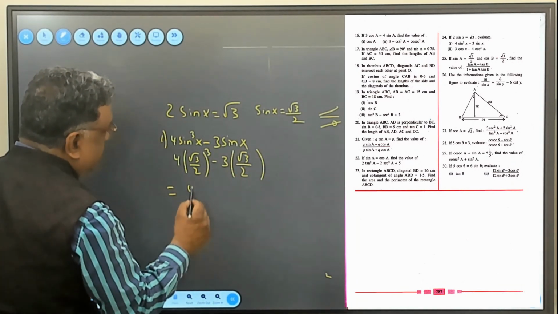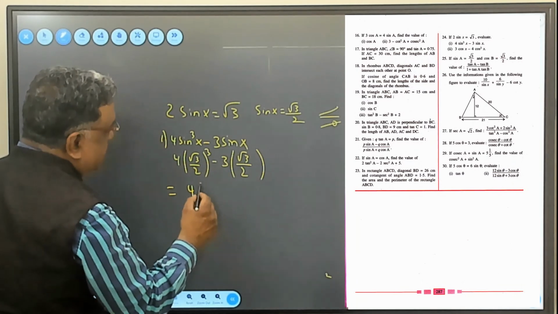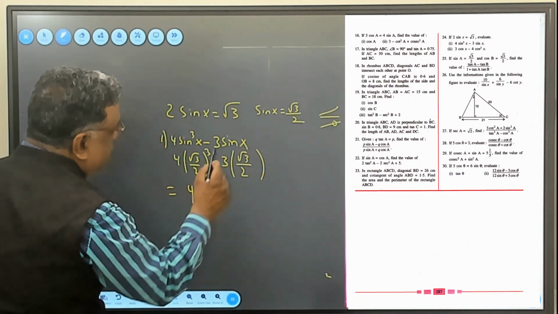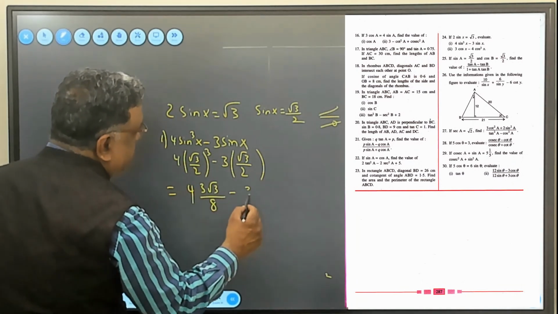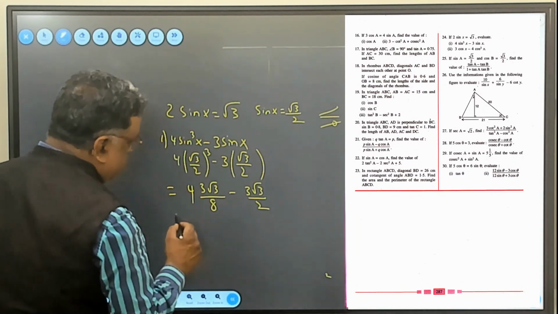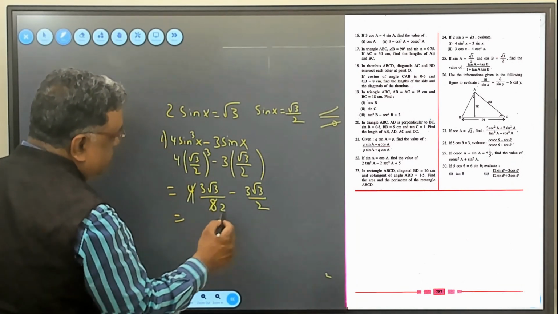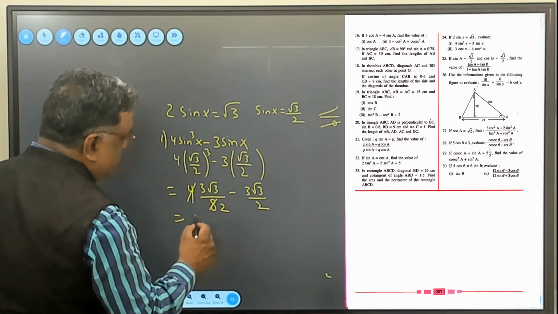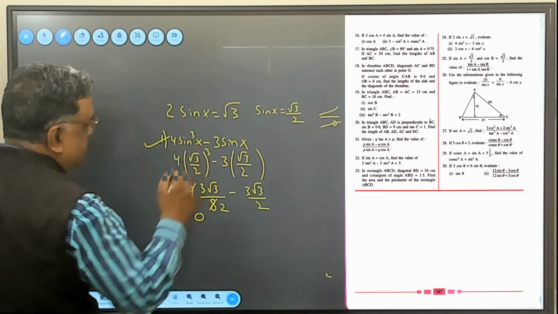So this will be 4 into root 3 cube is 3 root 3 and 2 cube is 8, minus 3 root 3 upon 2. So this 4 will cut with this 8. So 3 root 3 upon 2 minus 3 root 3 upon 2 is 0. So the value of this is 0.